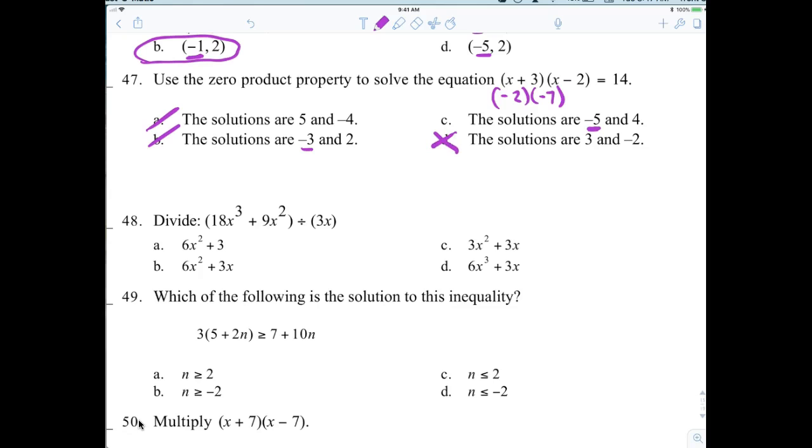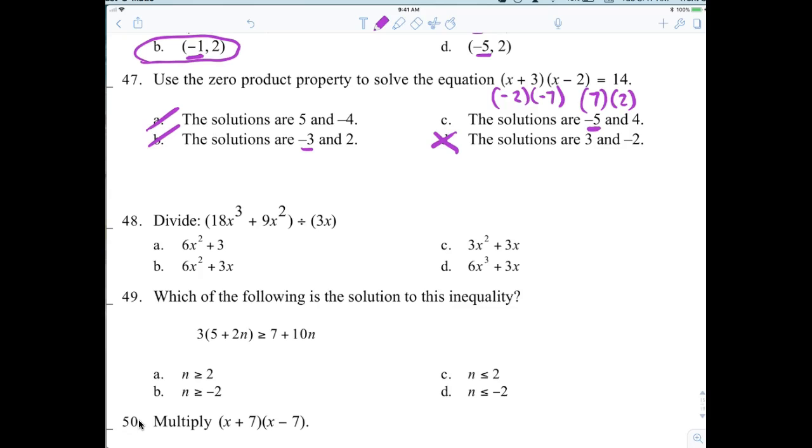So what happens to the 4? If we plug 4 in, look what happens. 4 plus 3 is 7. 4 minus 2 is 2. So that works also. You see what I'm showing you, right? So I think it's important to understand. I would rather just plug numbers in.